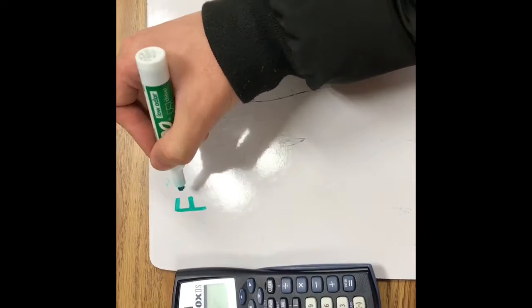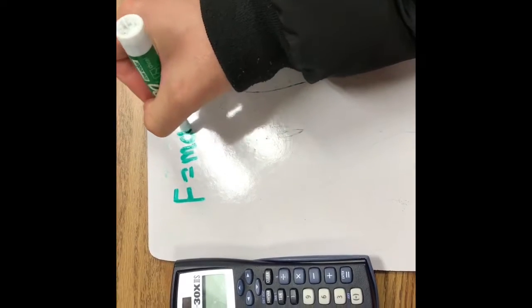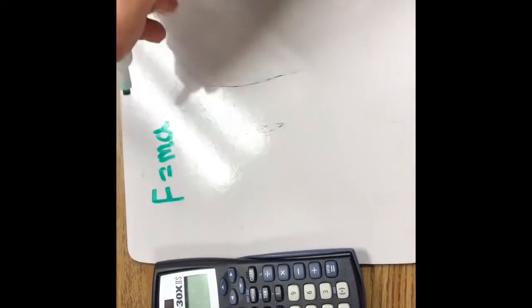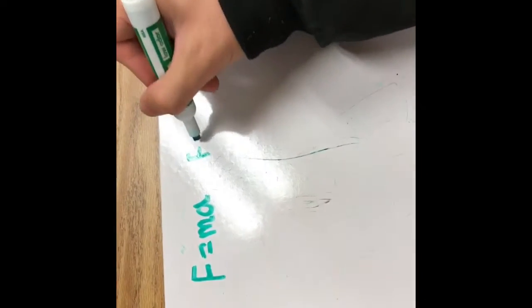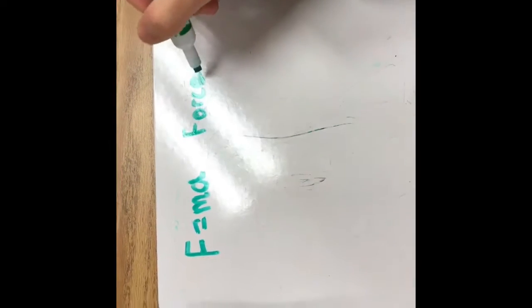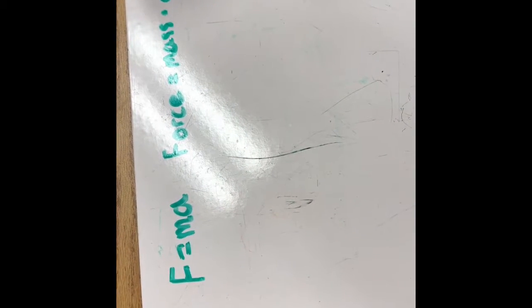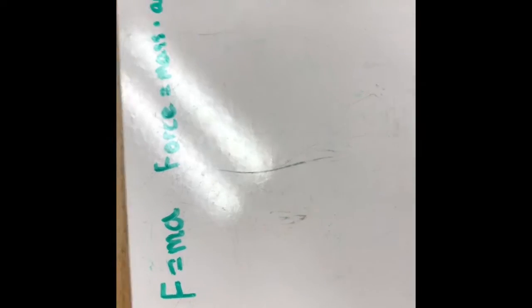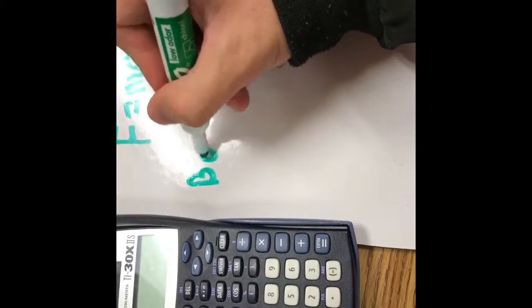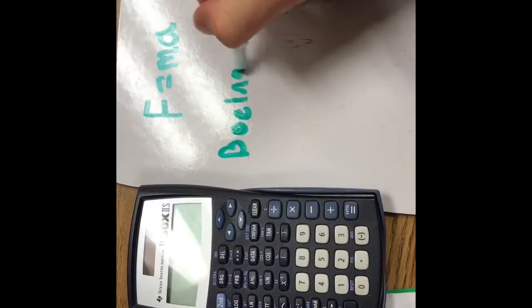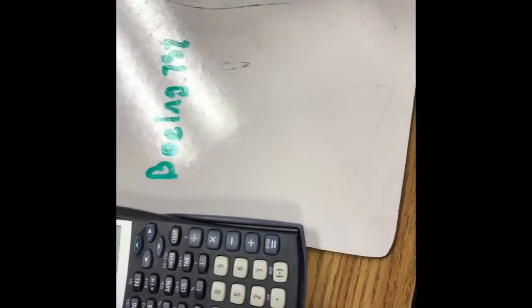Welcome to this tutorial on physics. Today I'm going to be showing you how to solve these calculations and how to calculate problems. For this one, it's work, and the formula for work is force equals mass times acceleration.